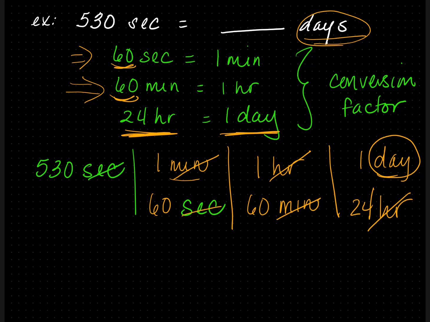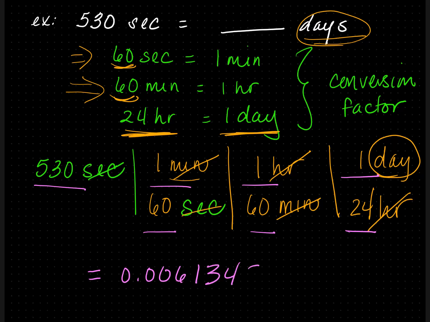Now I'm going to multiply all the numerator. So that is 530 times 1 times 1 times 1. I'm going to multiply all the denominator, which is 60 times 60 times 60. And then we're going to divide numerator divided by denominator. This equals 0.00613425993.